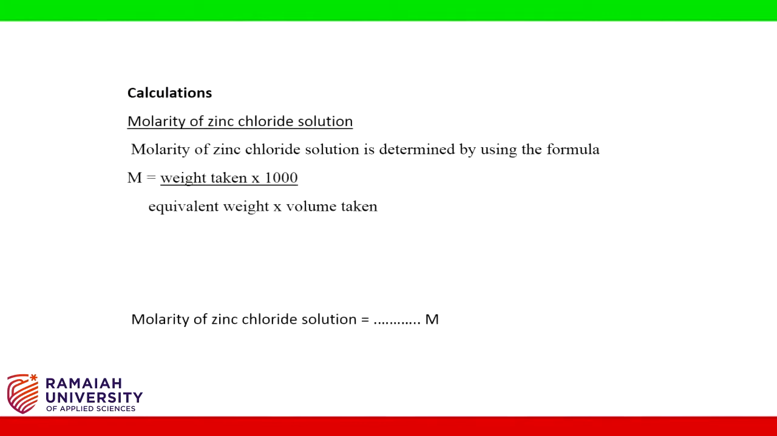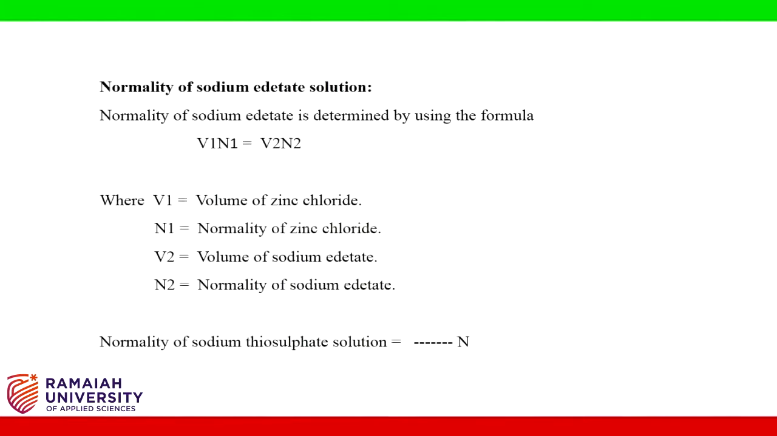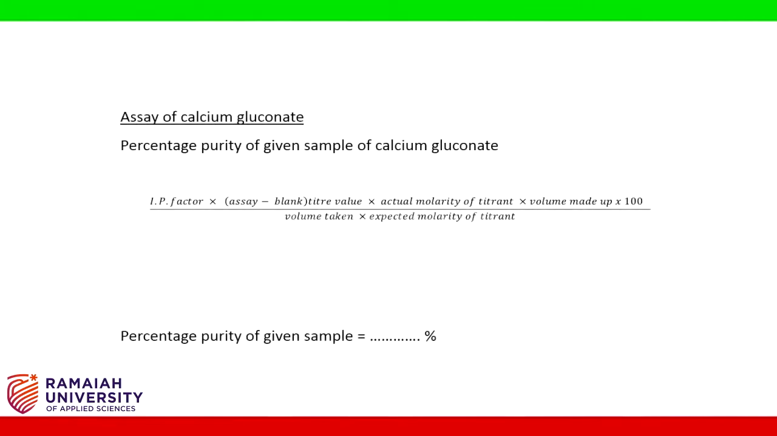Molarity of disodium edetate is calculated using the V1N1 equal to V2N2 formula, and then the percentage purity of calcium gluconate is obtained by using the formula: IP factor multiplied by assay titer value multiplied by actual normality of the titrant multiplied by volume made up divided by volume taken multiplied by expected normality of the titrant. So we will get the percentage purity of the given sample of calcium gluconate.